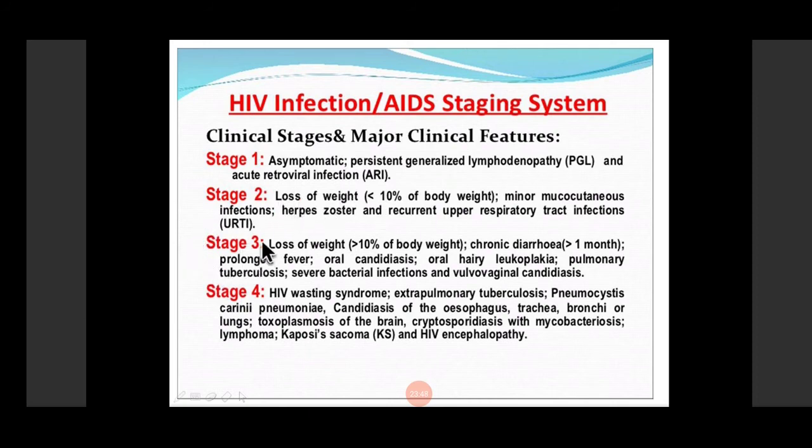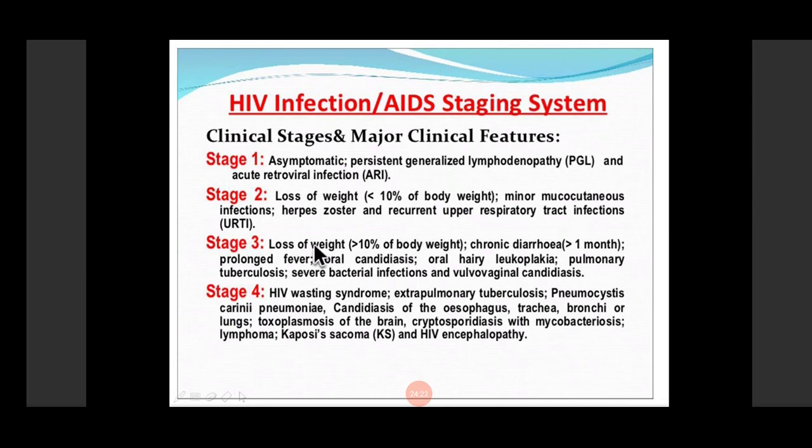In stage 3, most of the patients are diagnosed at stage 3. Here the weight loss is present. In stage 2, the weight loss was there, but it was not very significant. And in stage 3, the weight loss is significant, and it is more than 10% of the body weight. The patient has diarrhea of more than 1 month, unexplained diarrhea for more than a month, which is not responding to any treatment. The duration of diarrhea is more than 1 month, meaning chronic diarrhea.